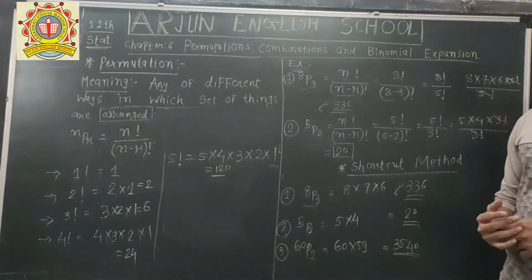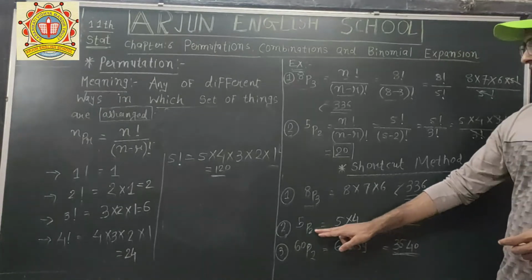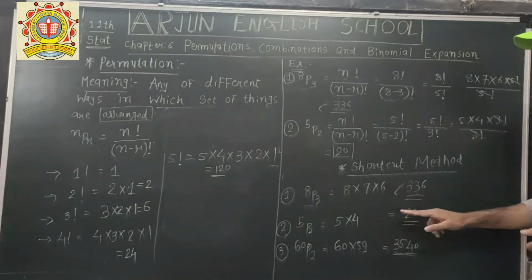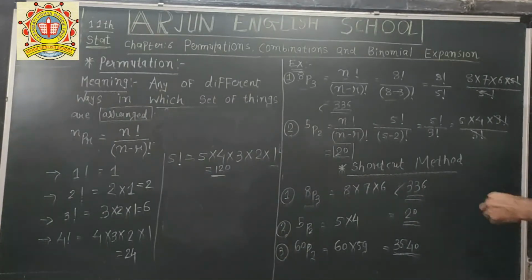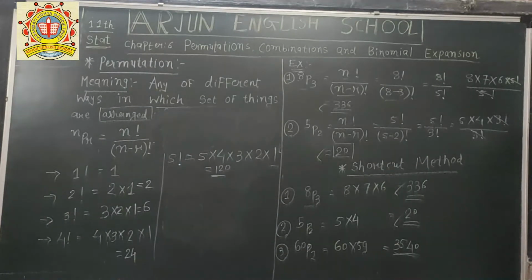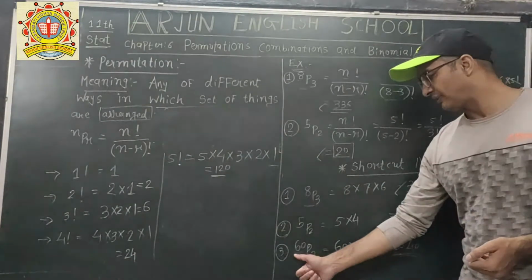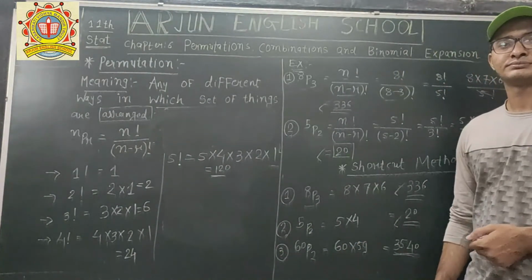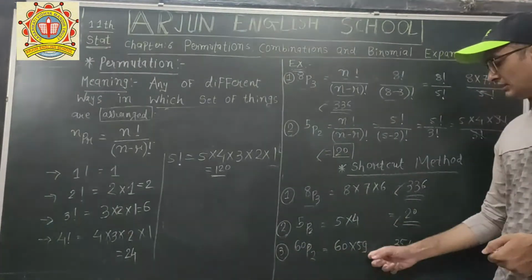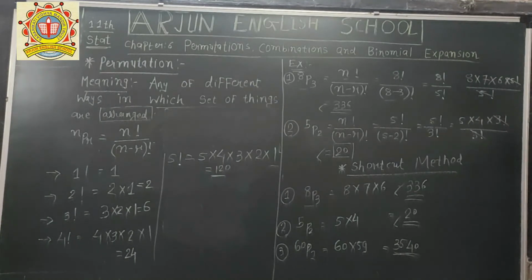5P2. Now here only 2 numbers. So 5 into 4, 20. Last one, 60P2. So 60 into 59, only 2 numbers, the answer is 3540.